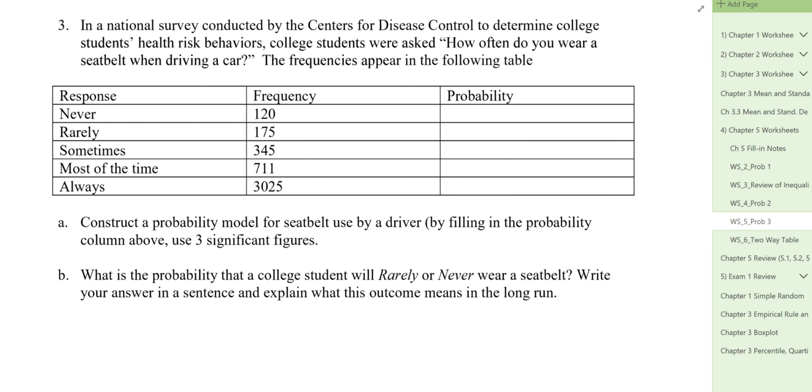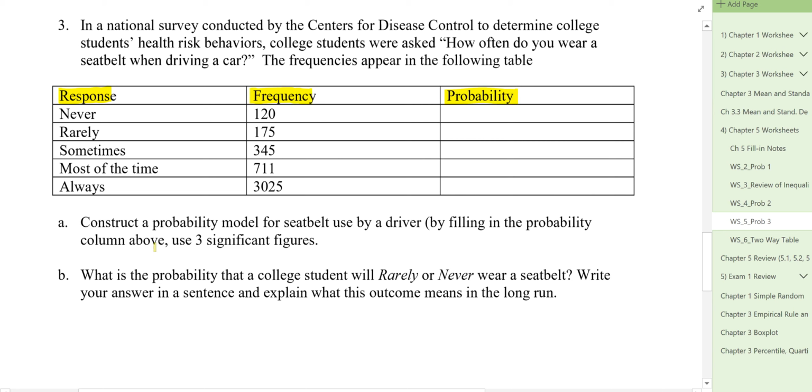Let's do another problem. Now this one is a two-way table for probability. So this is quite a common type of problem here. Say in a national survey conducted by the Center for Disease Control to determine college students' health risk behaviors, college students were asked, how often do you wear a seatbelt when driving a car? The frequencies are given below in the table. So notice that those are responses. The first column, the second column is frequency, and the third column asks me to find probability, which is part A.